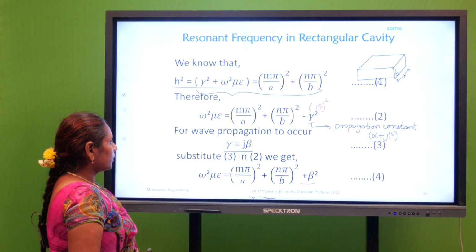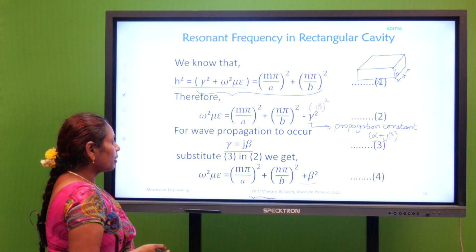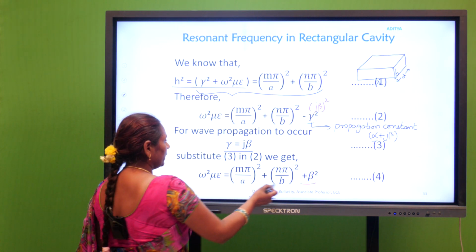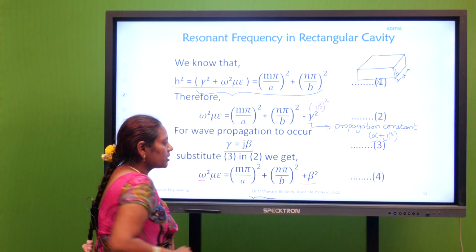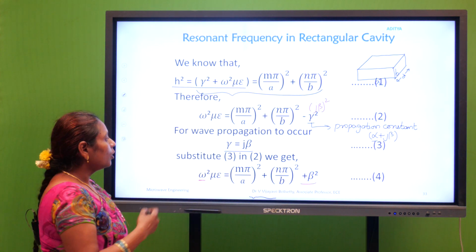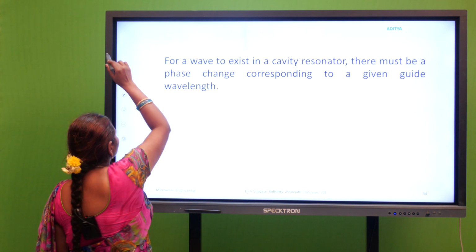Once we get the relation, we also have to find out what beta is, and then we can find the frequency omega from this relation. So let us see what this beta is.